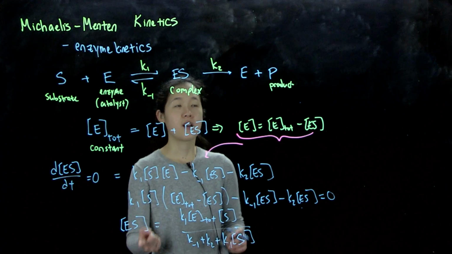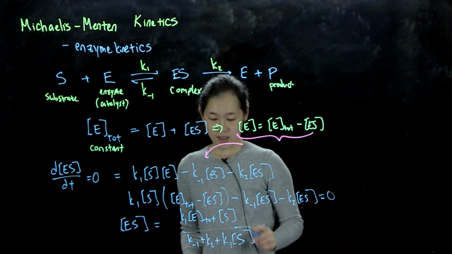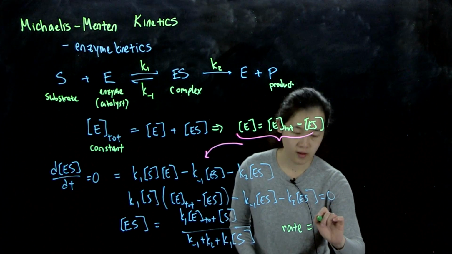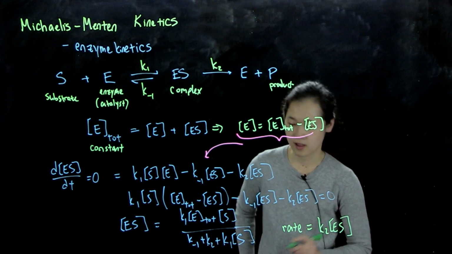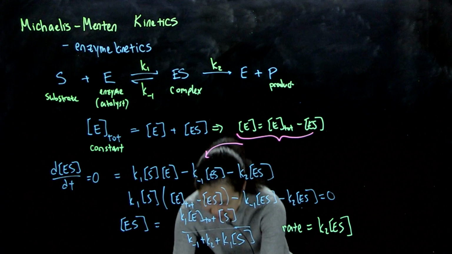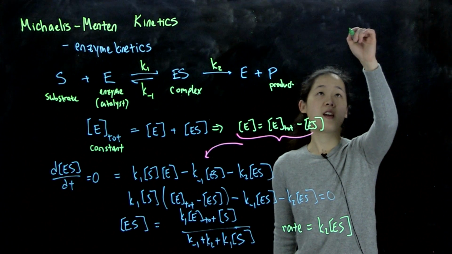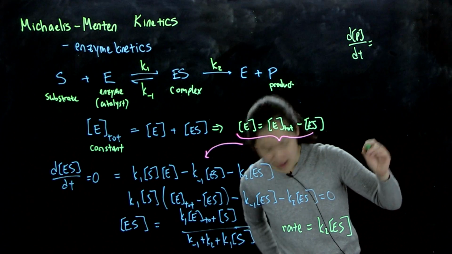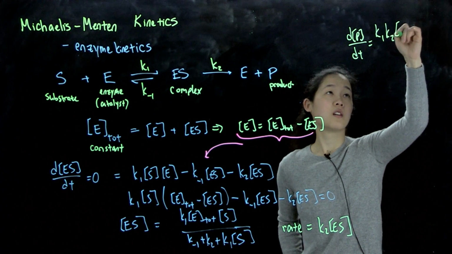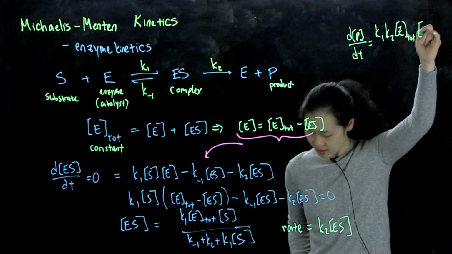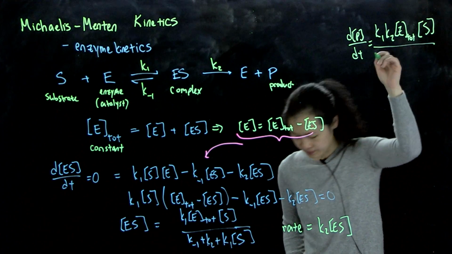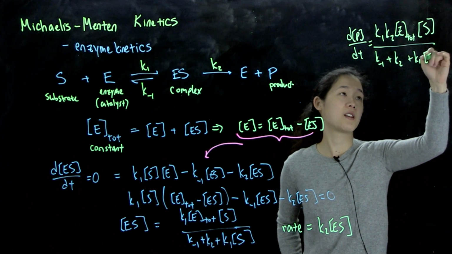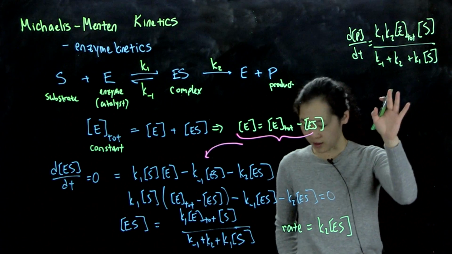And the reason we want to find this is because if you want to find the rate of the formation of product, our overall rate is going to equal K2 times ES. And then we just multiply that out. So then dP over dt equals K2 times the concentration of ES. So this is going to be K1 K2 E total times the substrate concentration over K minus 1 plus K2 plus K1 times the substrate concentration. Okay, so this is our rate law.